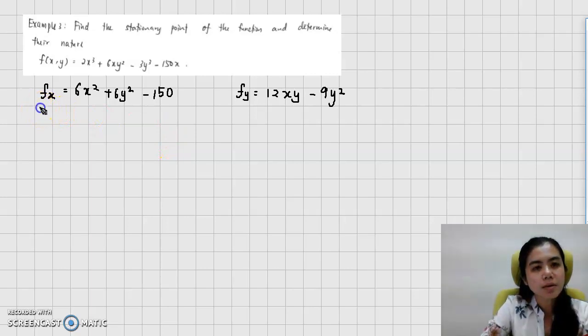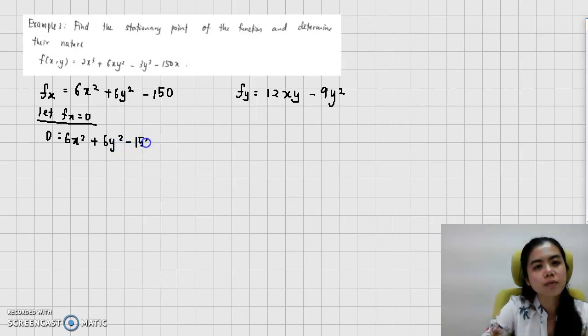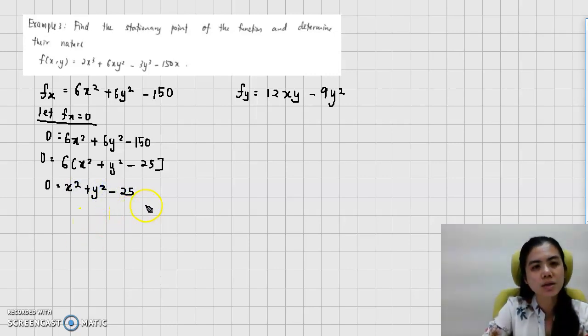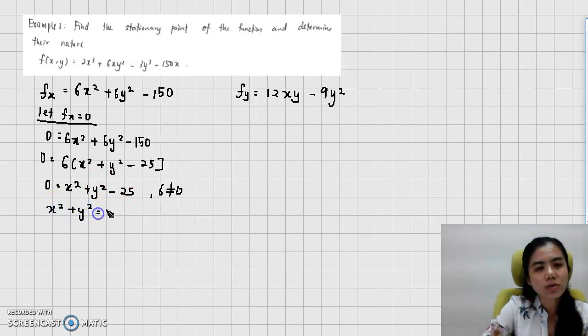Next step is to set fx equal to 0, so you have 0 equal to 6x squared plus 6y squared minus 150. Basically you can factor out the 6, so we have x squared plus y squared minus 25. 6 cannot equal 0, so we have x squared plus y squared minus 25 equal to 0. Rearrange it, so you have x squared plus y squared equal to 25. This is the first equation.